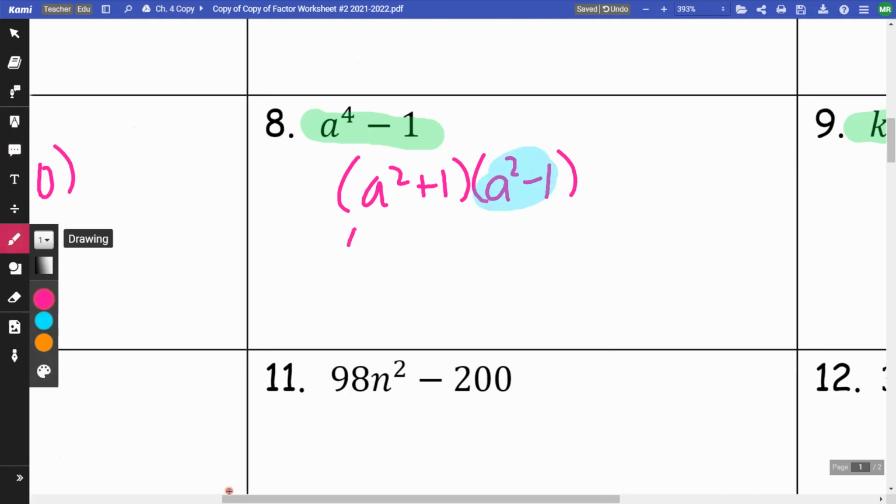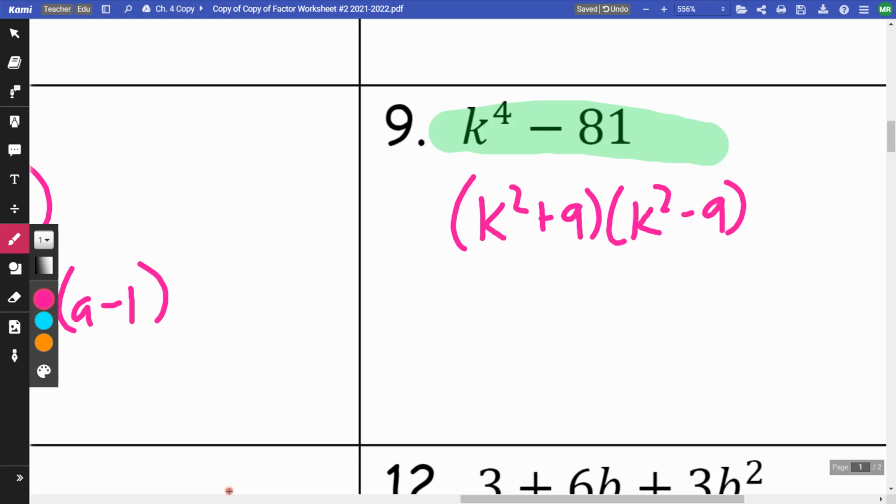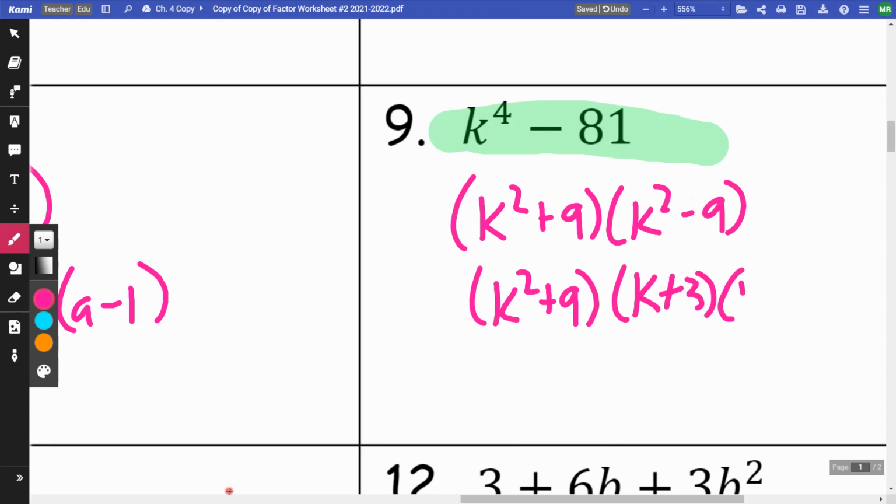Okay, so I could factor this where I keep the a squared plus 1, and then my a squared minus 1 is an a plus 1, a minus 1. So I had a difference of 2 squares in my difference of 2 squares. Same with this one. This would be a k squared plus 9 and a k squared minus 9. And so my k squared plus 9, I can't factor. That's going to stay. But my k squared minus 9 is the difference of two squares. K plus 3, k minus 3.